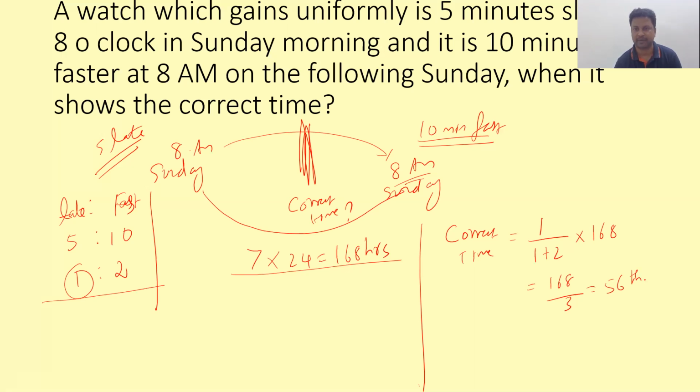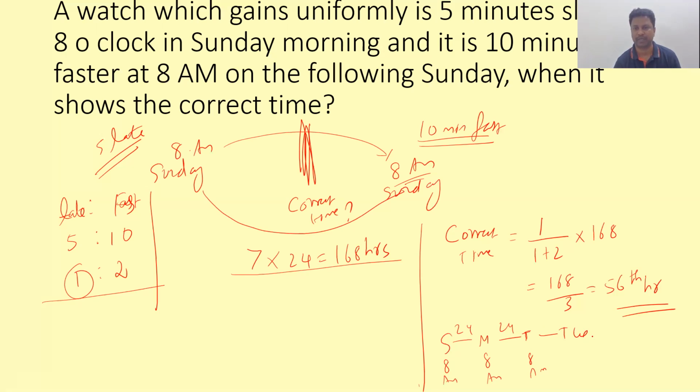At the 56th hour, the clock will show exactly the correct time. For example, Sunday 8 to Monday 8 is a 24 hour gap. Monday to Tuesday 8 is a 24 hour gap. So for 56, how many gaps will there be? On Tuesday it is 8 a.m., all are 8 a.m. On Tuesday, we completed 48 hours. So 9, 10, 11, 12, 1, 2, 3.